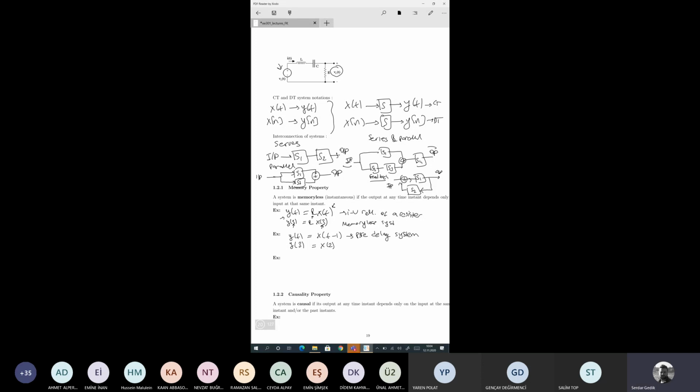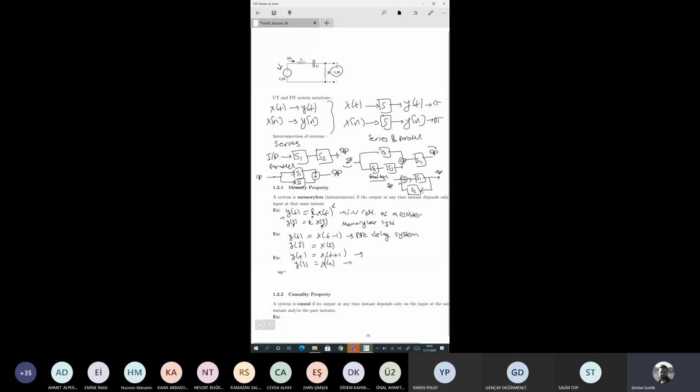Or y of t can be x of t plus 1. It does not change. So again, in order to find y of 3, I need x of 4. So in order to find the current value, I need some previous or future values. So these are systems with memory.